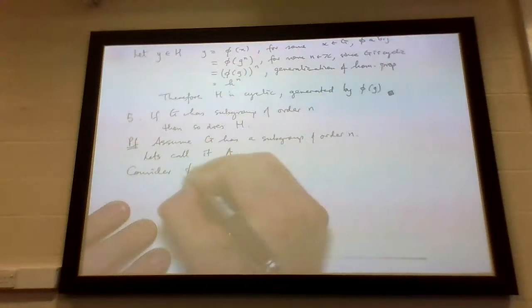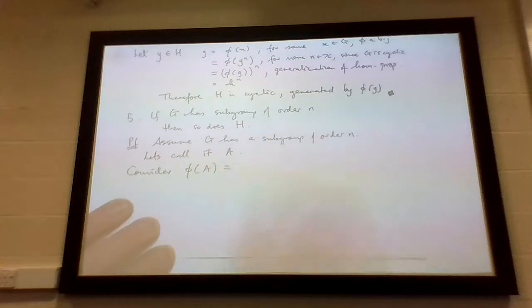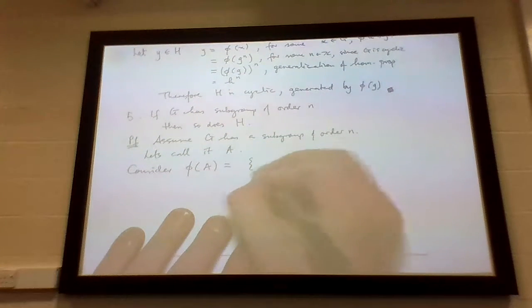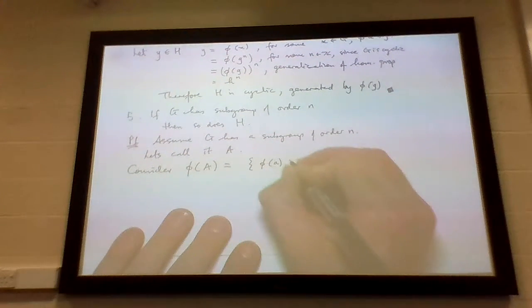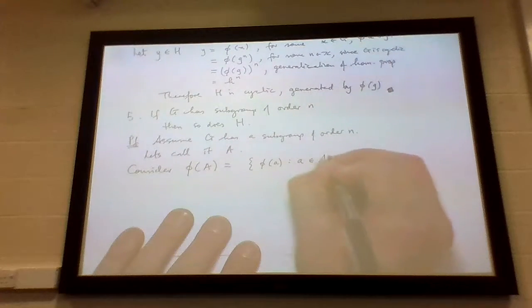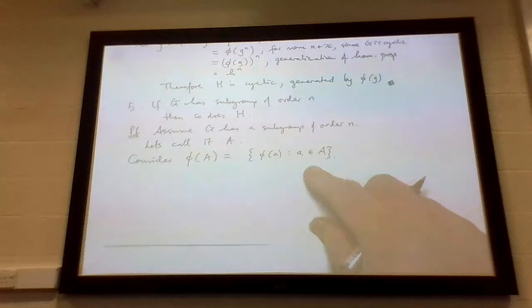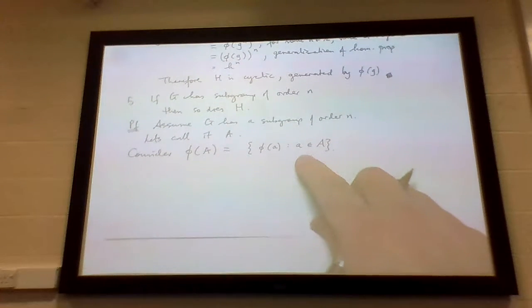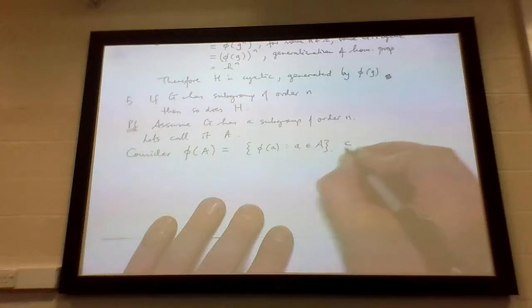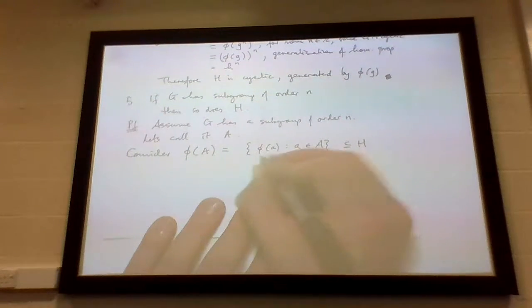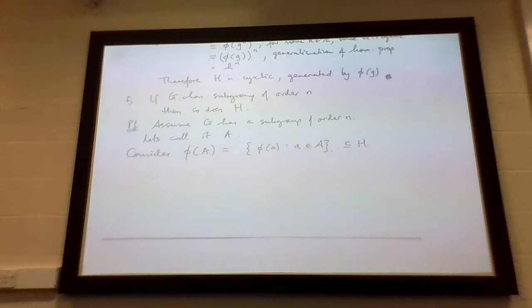So we consider phi of A. Everybody's okay with applying a map to a set? It's just the set of images. You just realize the subgroup of H isn't going to come from anywhere else. It's got to come from this one. So this is certainly a subset of H because it consists of images of phi, where phi is a map from G to H. Well, we've got to prove it's a subgroup.